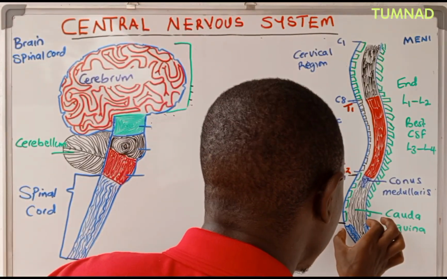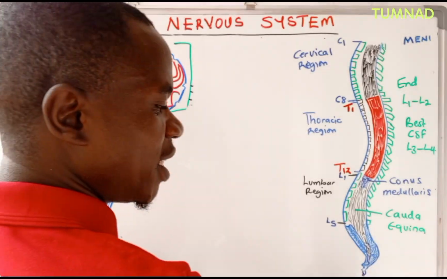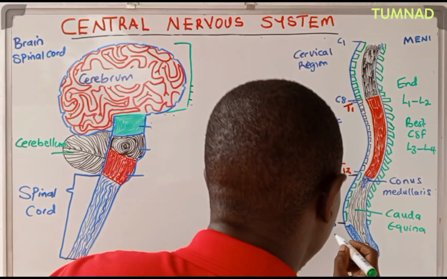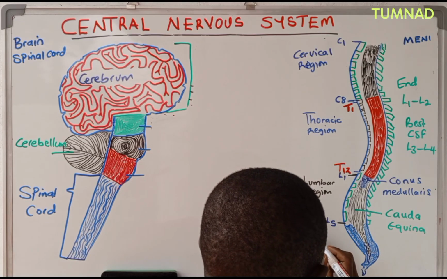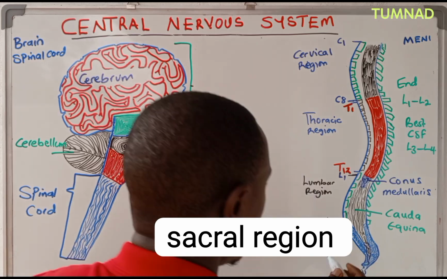How do we call the whole of this area, up to somewhere down this point here before reaching this final structure? This region is what we call the sacral region. Okay, the sacral region.